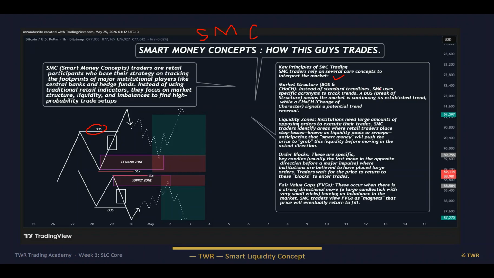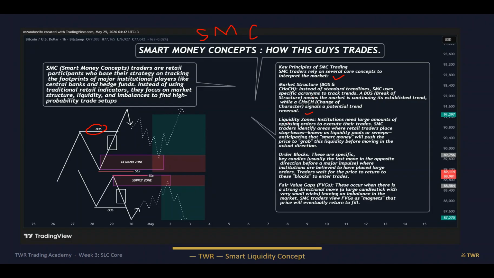Instead of a standard trend line, SMC traders use specific acronyms to track trends. A break of structure means that price is continuing in its established trend, while a change of character signals a potential trend reversal. In our last class on market structure, we talked about these.